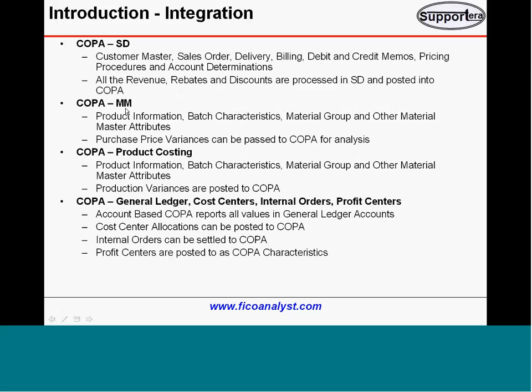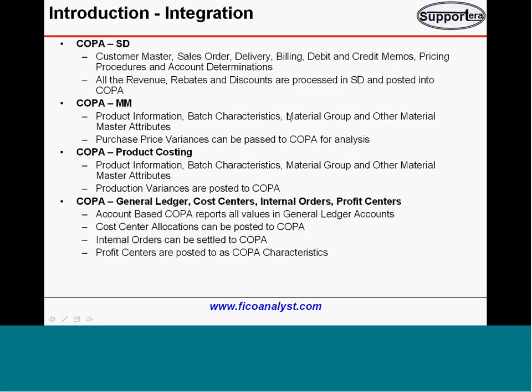So from the MM module perspective, you have product information, which is when you create a material master. If you have batch characteristics and related classification views, you can have that information, material group, and other material master attributes, right? And purchasing price variances and all that can be posted to COPA, right?